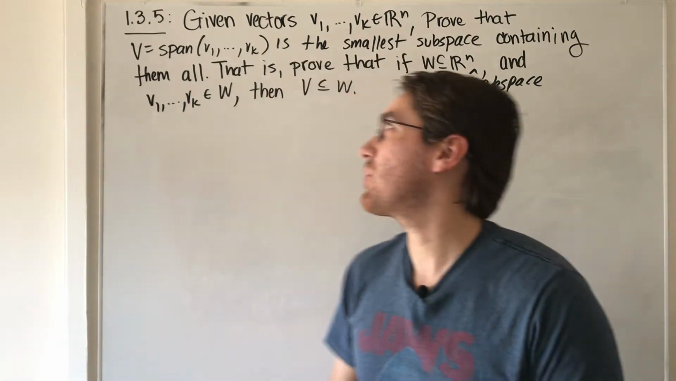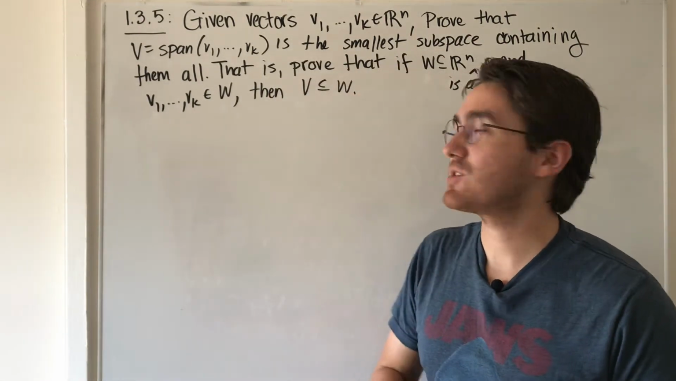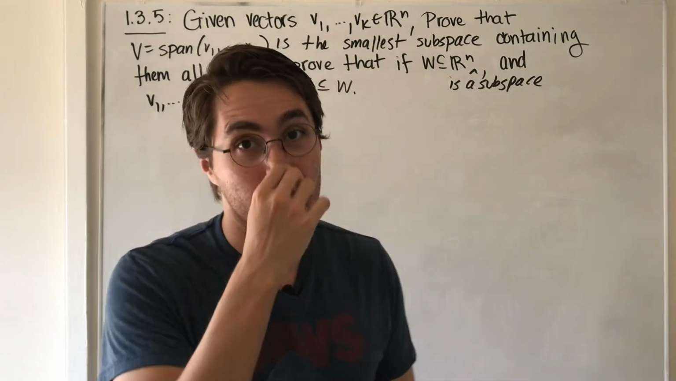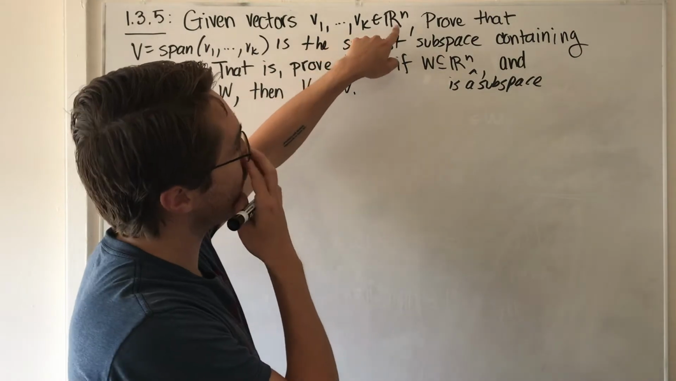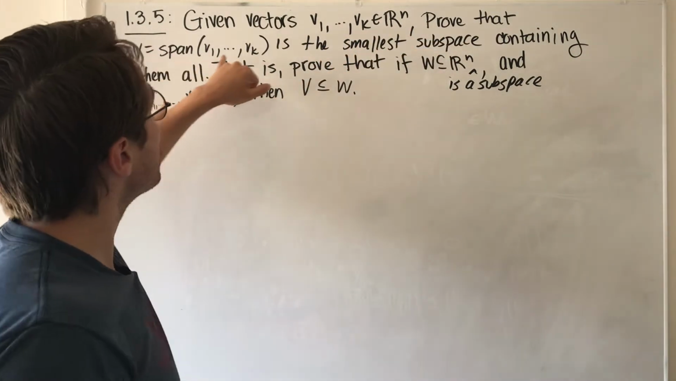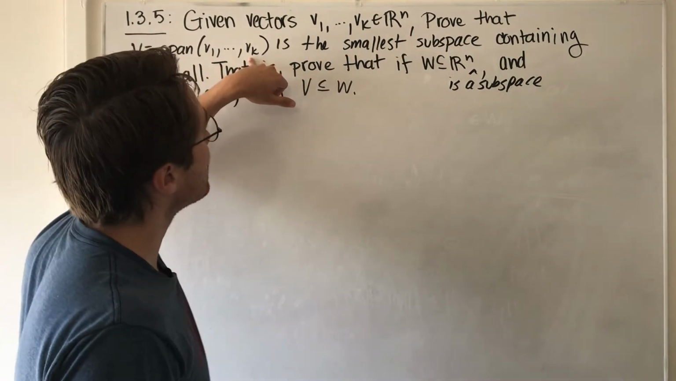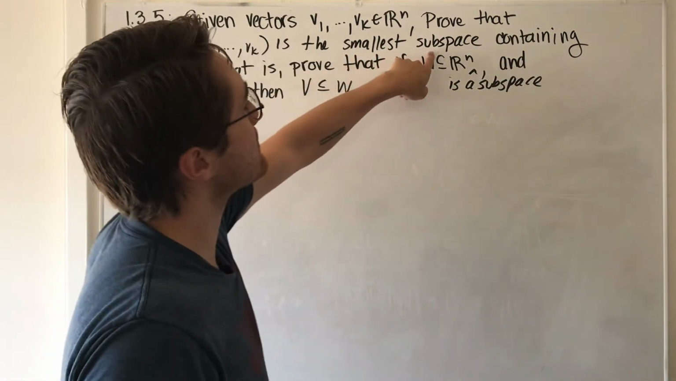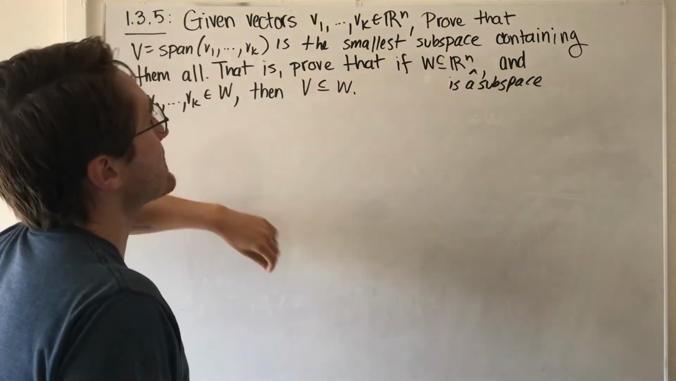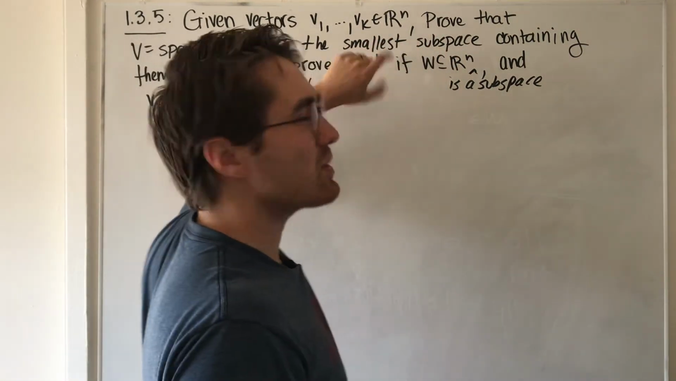Today we're going to look at problem 1.3.5. That's chapter 1, section 3, problem 5. Let's take a look. Given vectors v1 through vk in Rn, prove that V, equaling the span of those vectors, is the smallest subspace containing them all. So we already know it's a subspace. We're not going to prove that much. And what does he mean when he says it's the smallest? What does that exactly mean?